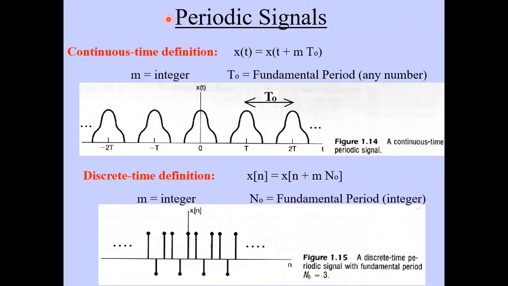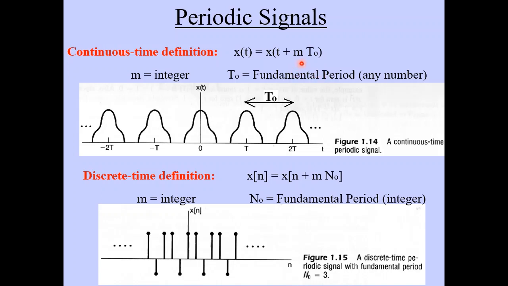So a periodic signal has a definition. Let's look at the definition in continuous time first. The definition of a periodic signal is when x of t is equal to x of t plus m times t naught, where m here is any integer, in other words 0, 1, 2, 3, 4, or it could be negative as well, and t naught is called the fundamental period.